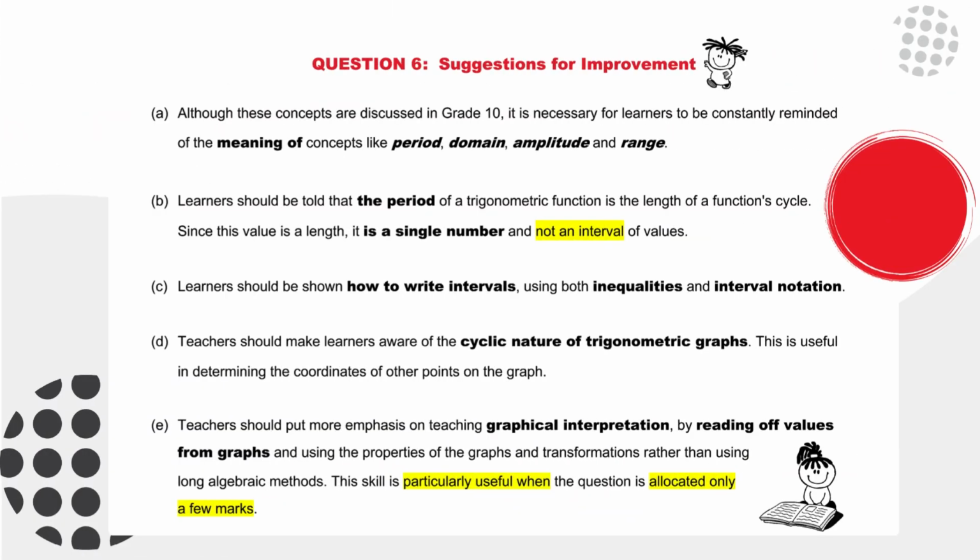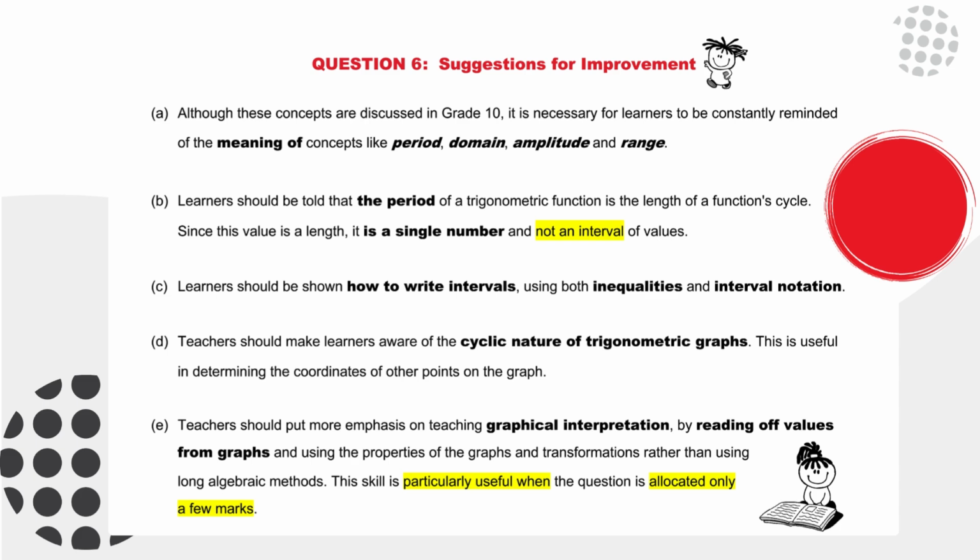The following are some suggestions for improvement for question 6. A. Although these concepts are discussed in grade 10, it is necessary for learners to be constantly reminded of the meaning of concepts like period, domain, amplitude, and range. B. Learners should be told that the period of a trigonometric function is the length of a function's cycle. Since this value is a length, it is a single number and not an interval of values. C. Learners should be shown how to write intervals using both inequalities and interval notation.